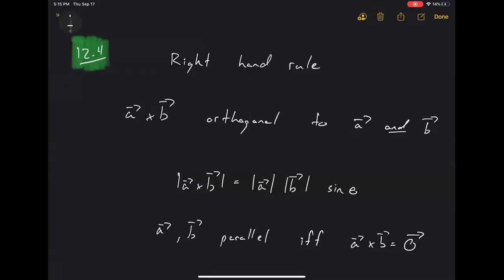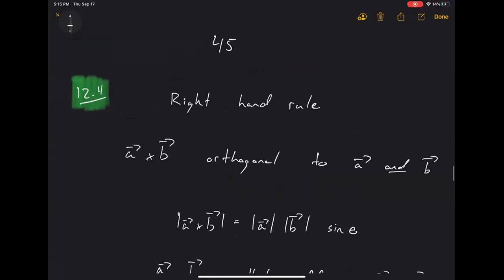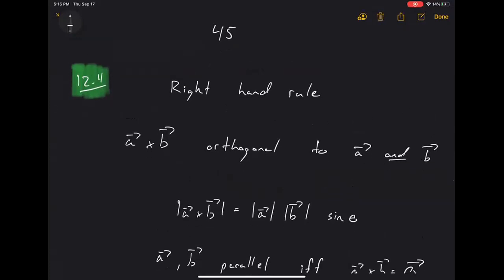12.4. 12.4 is about cross product, so obviously we've got to know the cross product. I haven't written it here, but the whole section is about cross product, so we need that. Right hand rule. Okay, so let's see. I think I have a poll on the right hand rule as well. So let's do this poll real quick. This is a type of question you might see on the test, more of a concept thing.